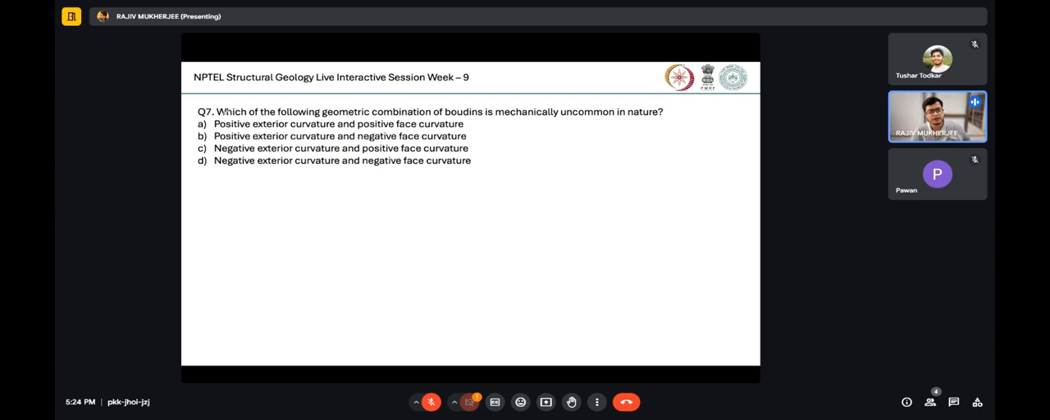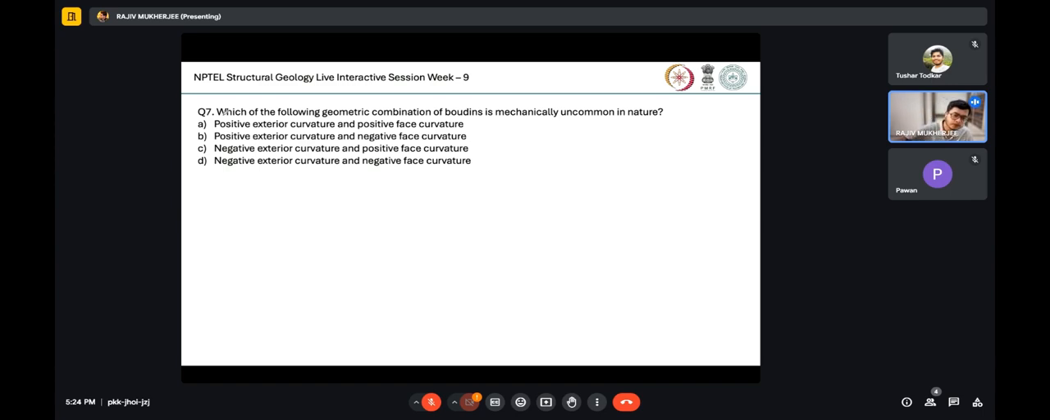Okay, moving on to the next question, question number 7. Which of the following geometric combinations of Boudins is mechanically uncommon in nature? Option A, positive exterior curvature and positive face curvature. Option B, positive exterior curvature and negative face curvature. Option C, negative exterior curvature and positive face curvature. Option D, negative exterior curvature and negative face curvature.